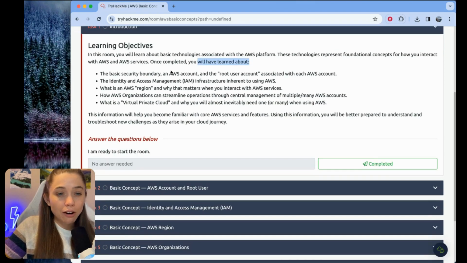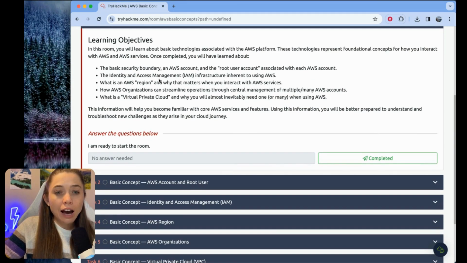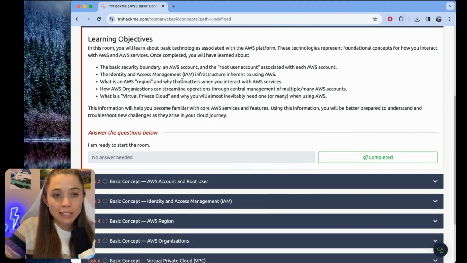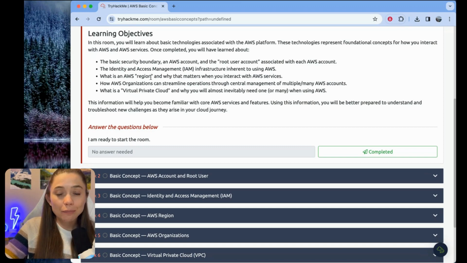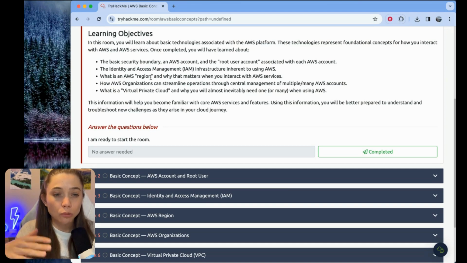We're going to learn about the basic security boundary, an AWS account, and the root user account that's associated with each AWS account, the IAM, Identity and Access Management infrastructure inherent to using AWS, what is an AWS region and why that matters when you interact with services. So we learned a little bit about regions in the first room. I guess we're going to touch back on that and learn more.